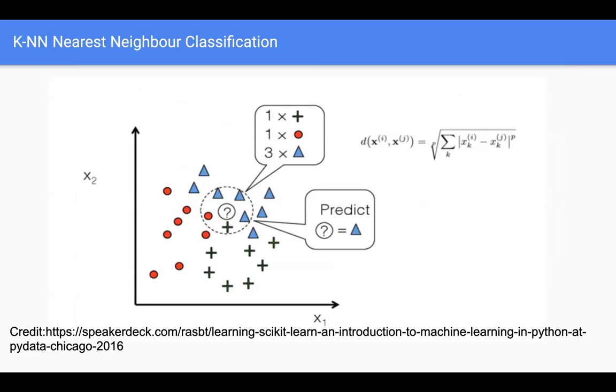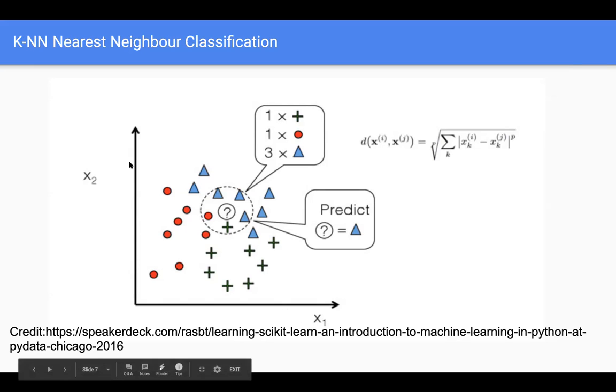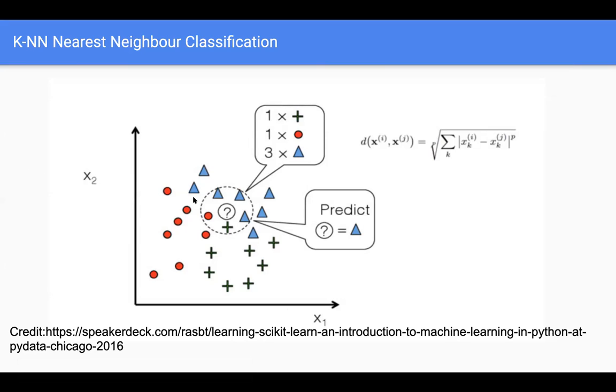Let's, at a high level, briefly cover one type of classifier, which is the KNN. KNN stands for nearest neighbor classification. In this classification technique, we have X1 and X2, which are the 2 features, and the red, the triangle, and the plus basically depict 3 different categories that we have.